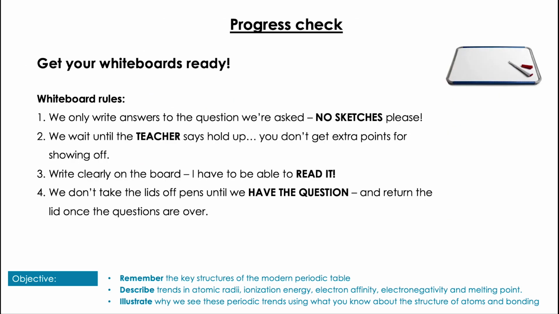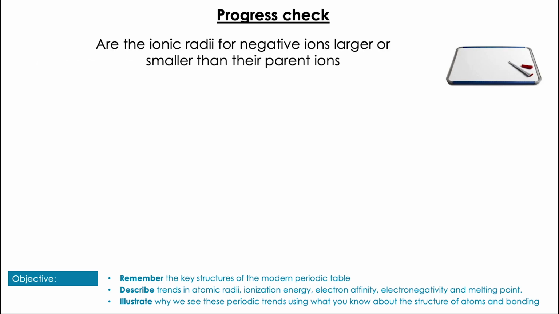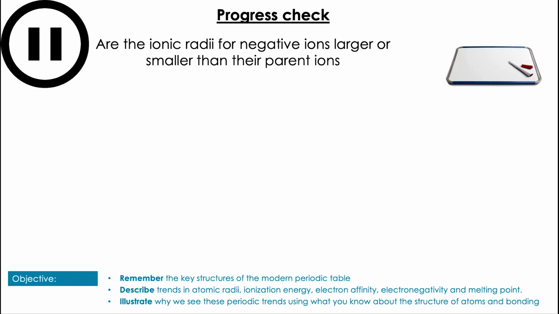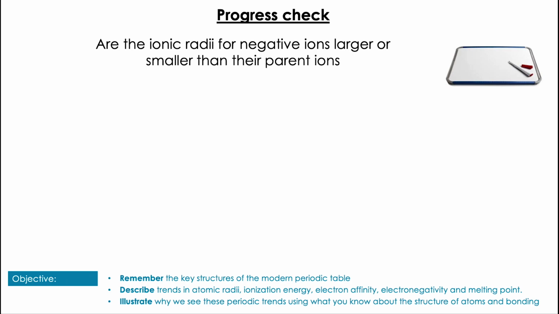Let's do a couple of questions to test it out. First question, are the ionic radii for negative ions larger or smaller than their parent ions? Pause the video, give yourself a moment. Pop them up. Of course, for negative ions, we have added electrons. It's going to increase the repulsion inside the atom, and so negative ions will always be larger.